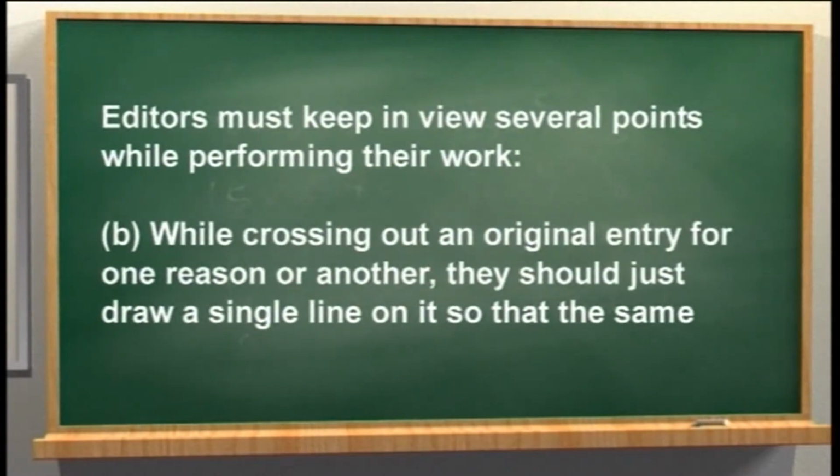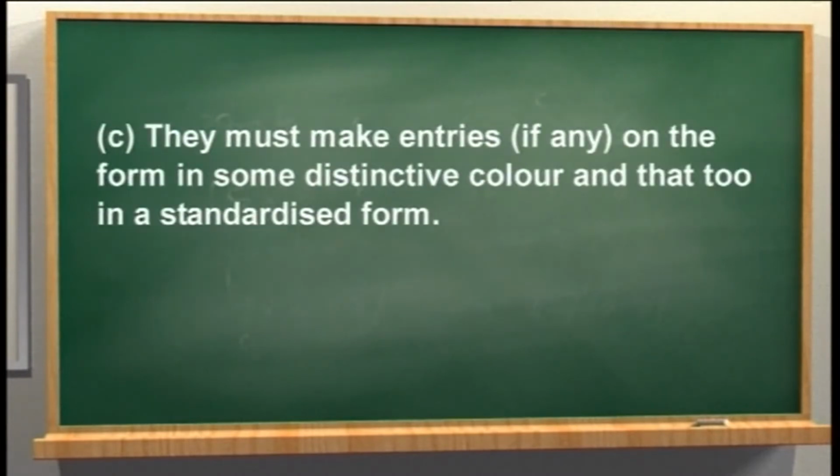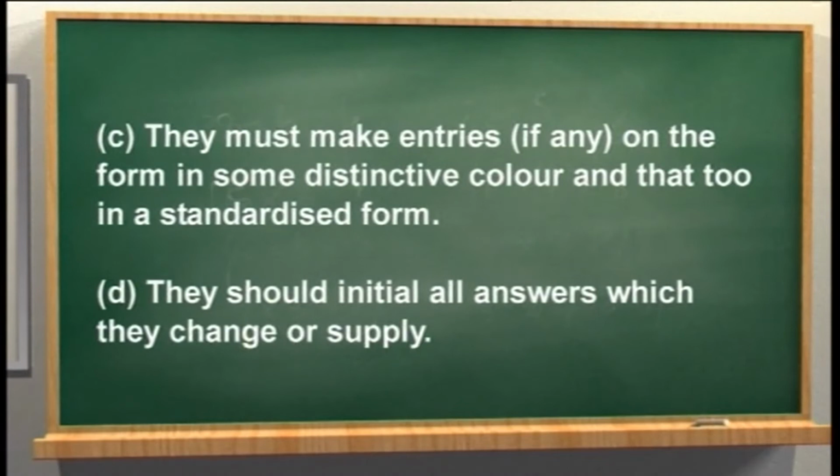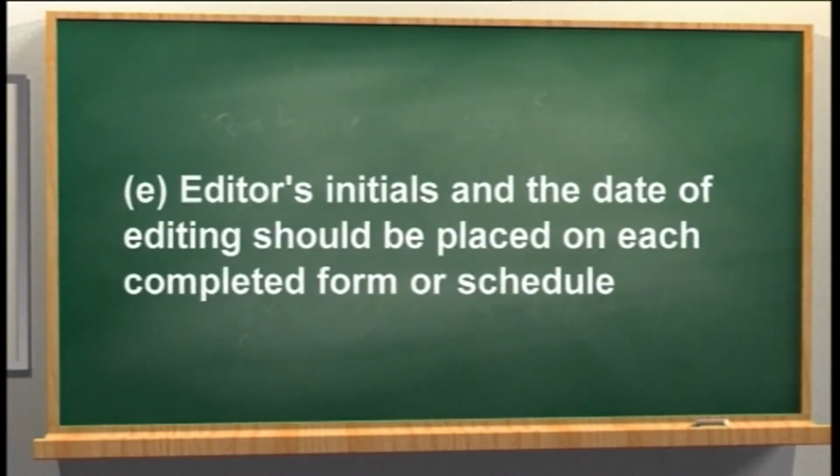Next, while crossing out an original entry for one reason or another, they should just draw a single line on it so that the same may remain legible. They must make entries on the form in some distinctive color, and that too in a standardized form. And they should initial all answers which they change or supply. Editor's initials and the date of editing should be placed on each completed form or schedule.